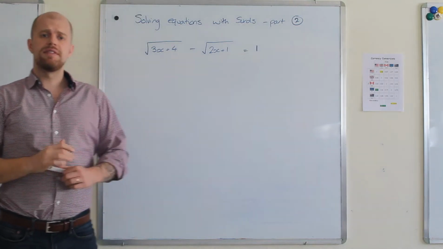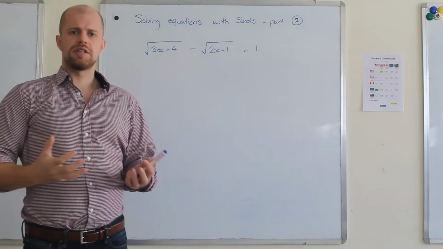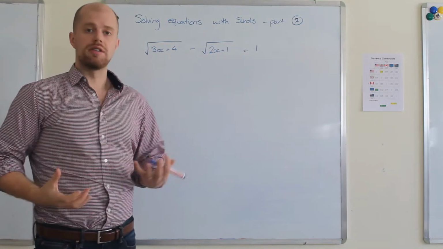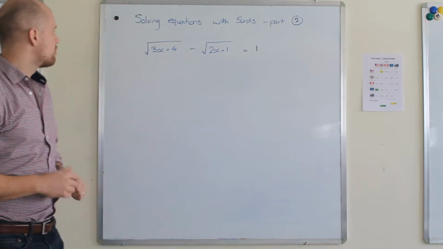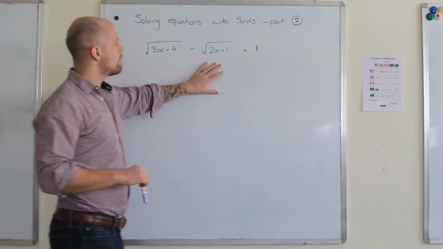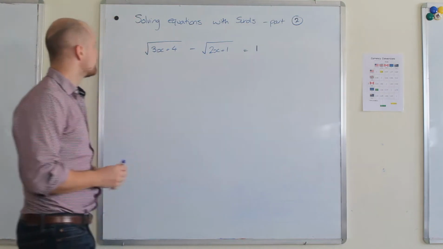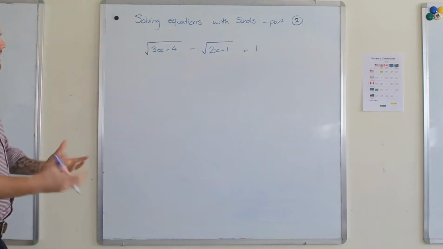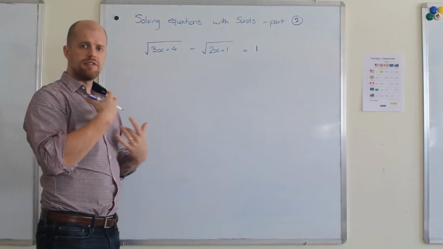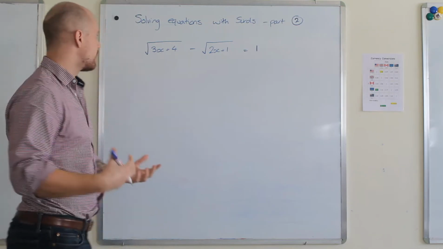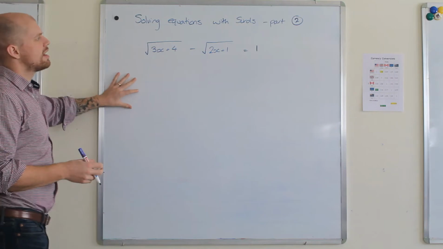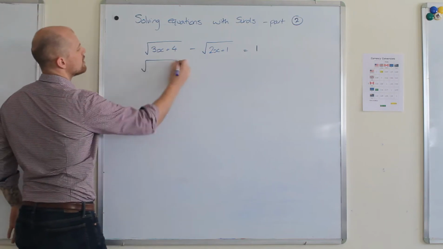In the second part of this video, we're going to be tackling another question that has surds in the equation. This time a little bit more complicated because I have two separate surds. Okay? What you want to do is write it just like we had in the first example in the previous video. You want to have a surd by itself. So isolate one of the surds.